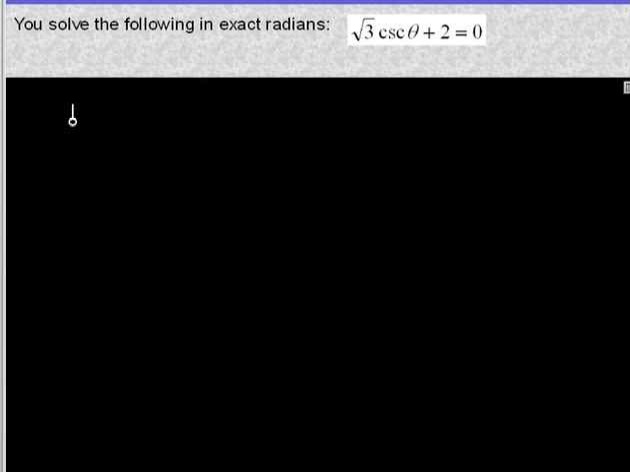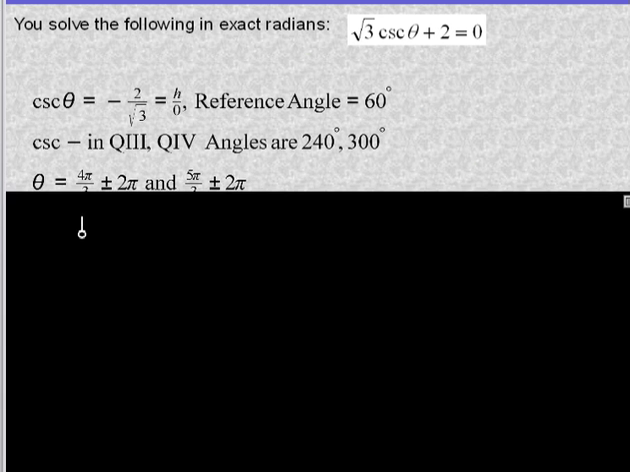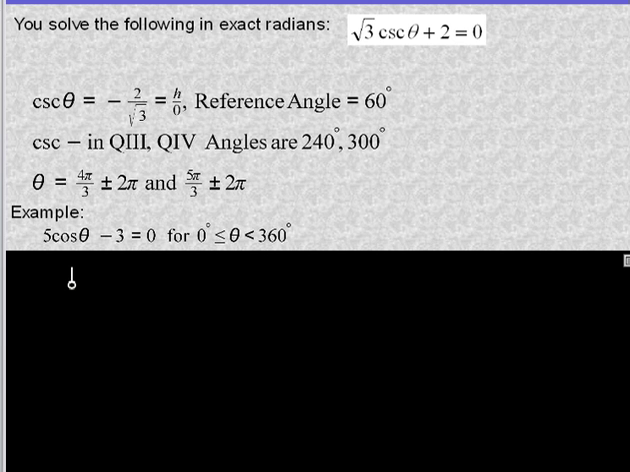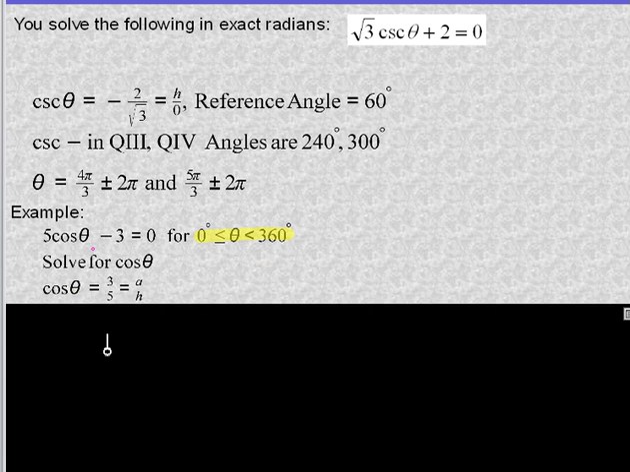All right, you should try this one. Okay, solutions here, so you can check it. Here's my next example. 5 cosine theta minus 3 equals 0. Notice I am given a range. So this means I want the 2 positive or 2 negative quadrants in this case, and I don't need to add and subtract coterminals. So we're going to start the same way. We're going to isolate cosine of theta by adding 3 first, and then we'll divide by 5, and we get 3/5 is equal to adjacent over hypotenuse.